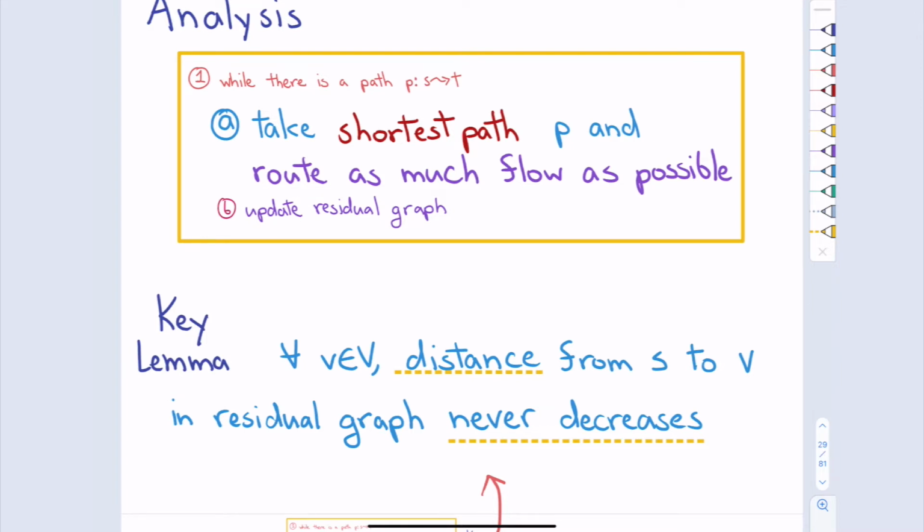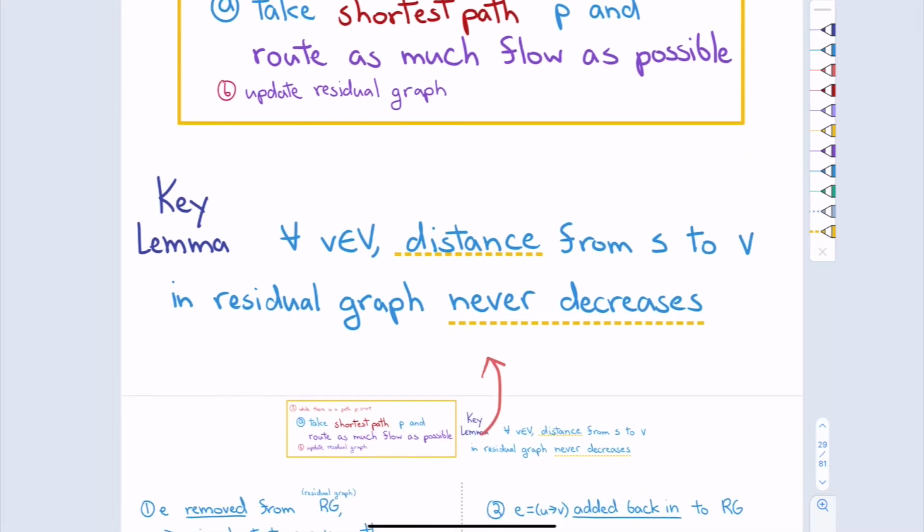Now, what the shortest path let us argue was that for every vertex, if I'm starting at S and I'm in a residual graph, edges get inserted and deleted, and there's always some distance from S. How many edges does it take to get to this vertex V? And we showed that because we're always going along the shortest path, and that dictates which edges get inserted and deleted and updated in a residual graph, V never gets closer to S. Over time, it only gets further and further away. That was the key thing.